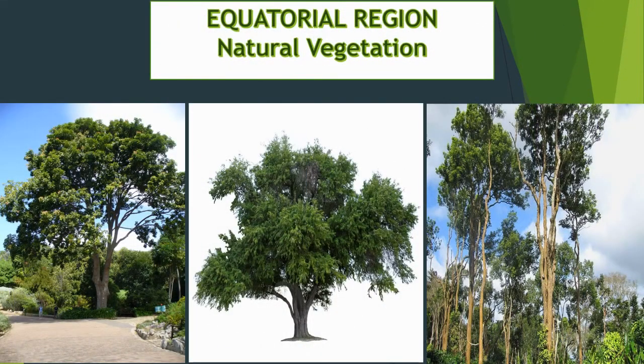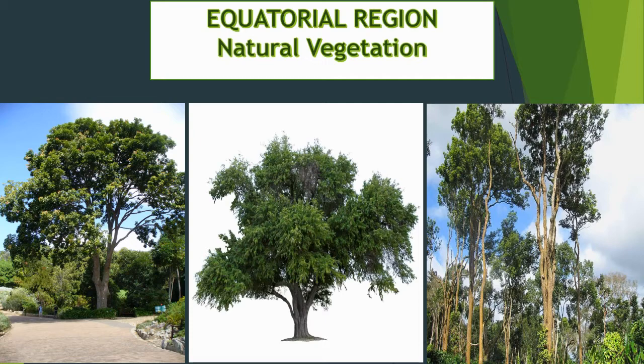In the equatorial region, one can find dense evergreen forests. There are a variety of trees and bushes. One can also find swampy land. Swampy land is a land that is always very wet. There are tall hardwood trees. These trees especially have broad leaves. They are evergreen trees.